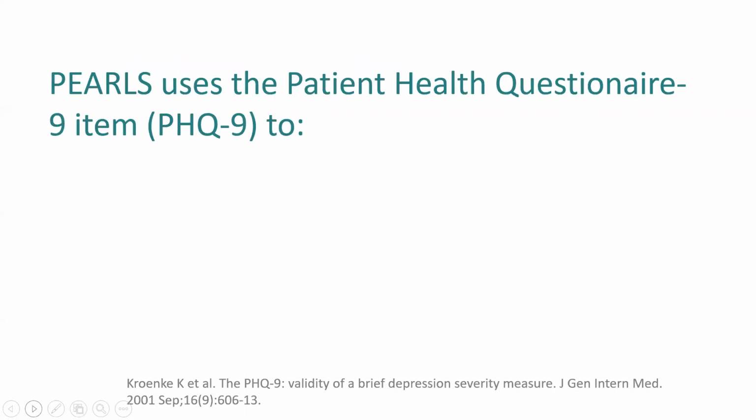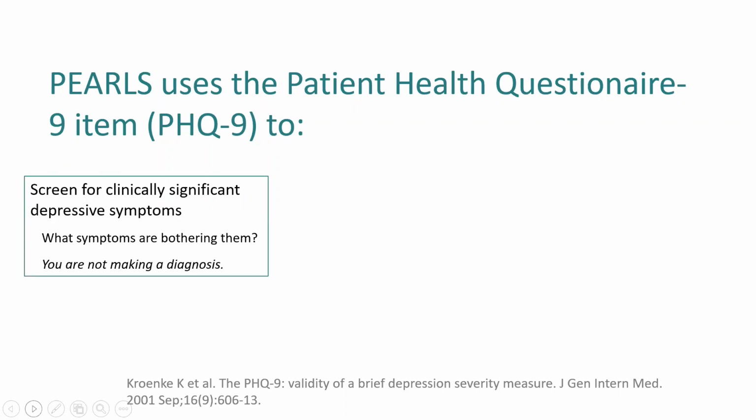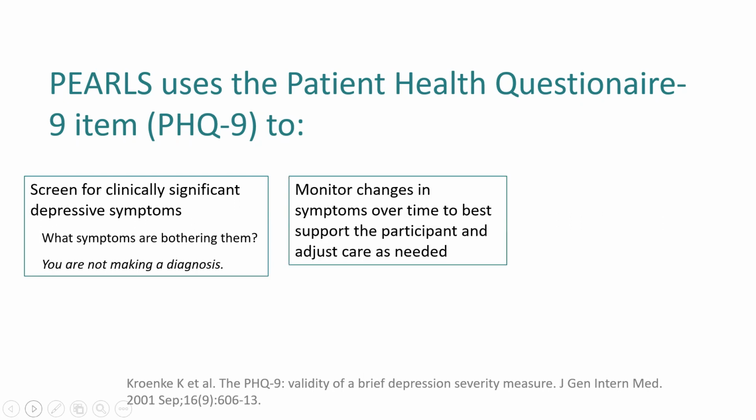PEARLS uses the Patient Health Questionnaire 9-item, or PHQ-9, to screen for clinically significant depressive symptoms, to find out what symptoms are bothering the potential participant. Note, you're not making a diagnosis here. You're just trying to see whether their symptoms are clinically significant to warrant treatment. We also use the PHQ-9 to monitor changes in depression symptoms over time so we can best support the participant and adjust care as needed.